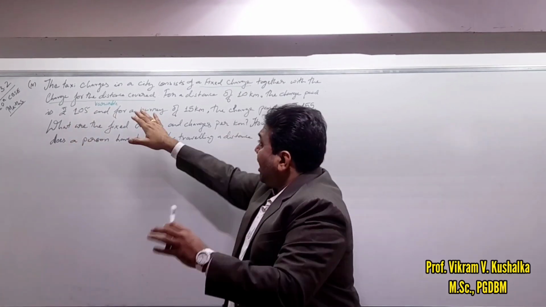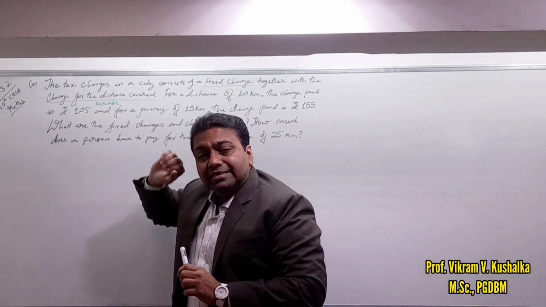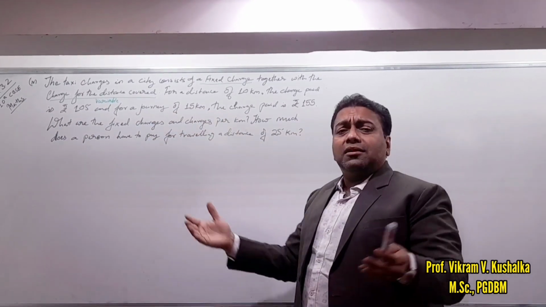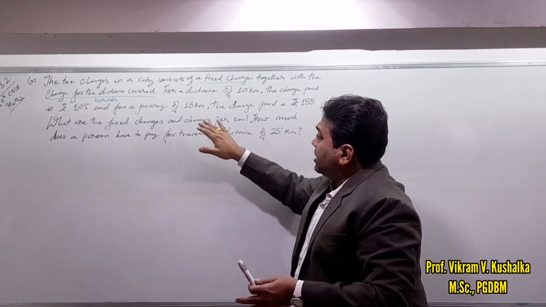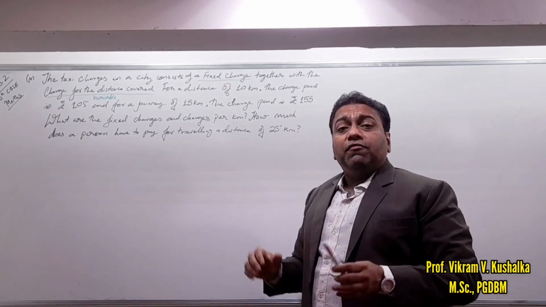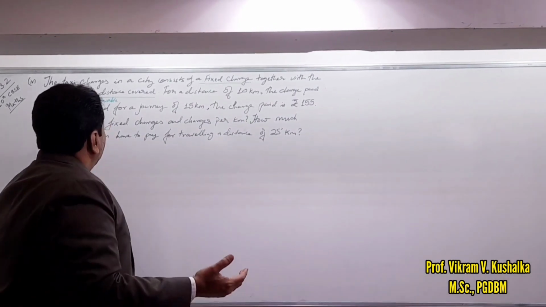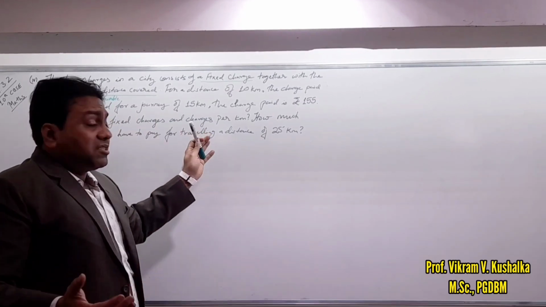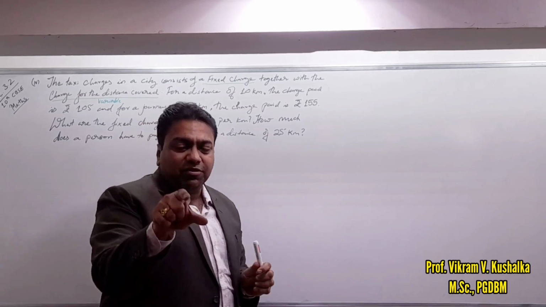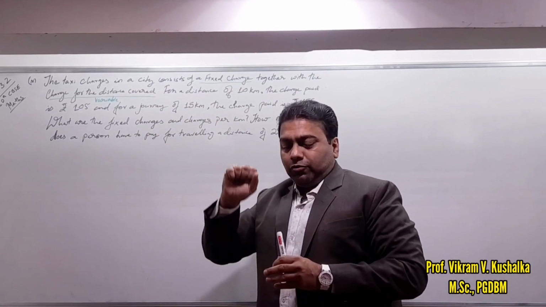Passenger A traveled a distance of 10 kilometers and the charge paid is 105. And for a journey of 15 kilometers, another passenger, say passenger B, the charge paid is rupees 155. What are we expected to find out? We are expected to find out the fixed charge and the charge per kilometer. That is what we are supposed to find out.